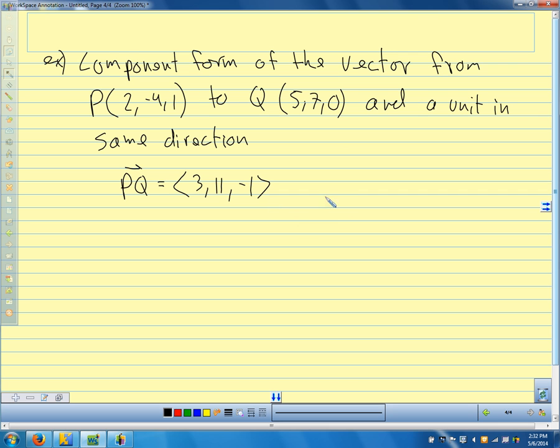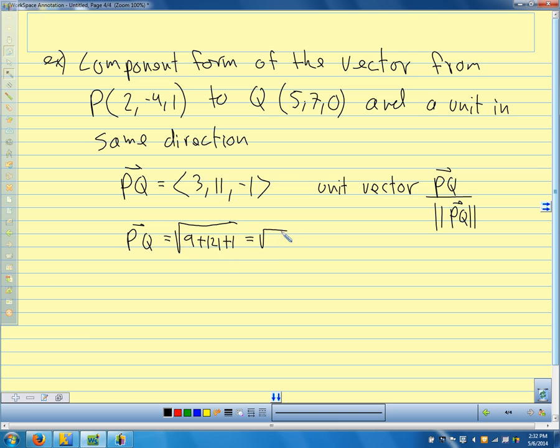And a unit vector is going to be PQ over the magnitude of PQ. So let's find the magnitude of PQ. Magnitude of vectors is easy. We get the square root of 9 plus 121 plus 1, which gives us the square root of 131.